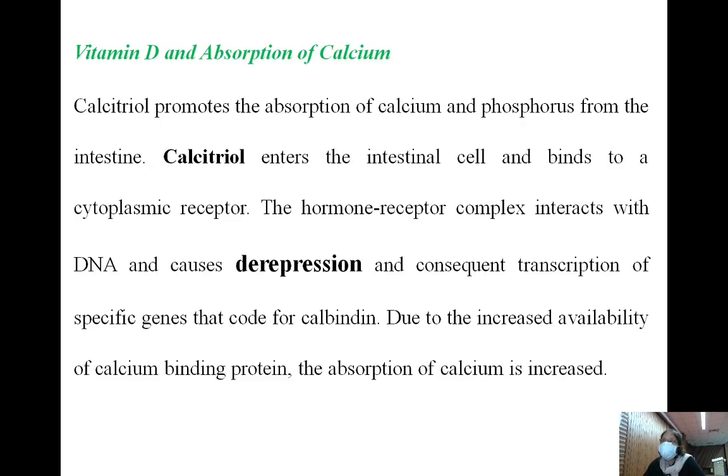Then vitamin D and absorption of calcium. How is vitamin D related to the absorption of calcium? Calcitriol, the active form of vitamin D, promotes the absorption of calcium and phosphate from the intestine, isn't it? Calcitriol enters the intestinal cell and binds to the cytoplasmic receptor. Calcitriol acts as a hormone, so a hormone receptor complex will form.